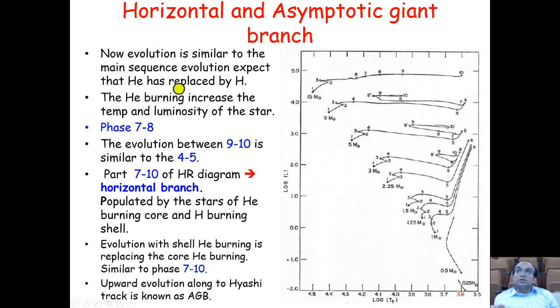So now what happens? We just reached 6 to 7. Now see, this is again coming to the left. We are going from right to left, then left to right. So this left and right goes on.